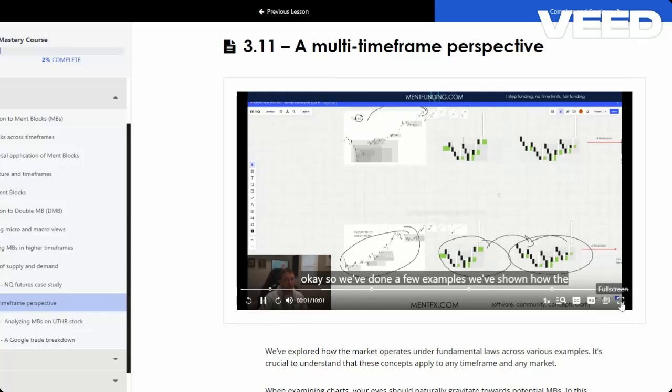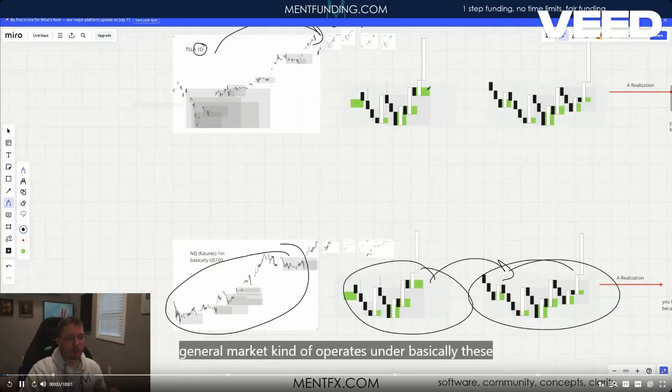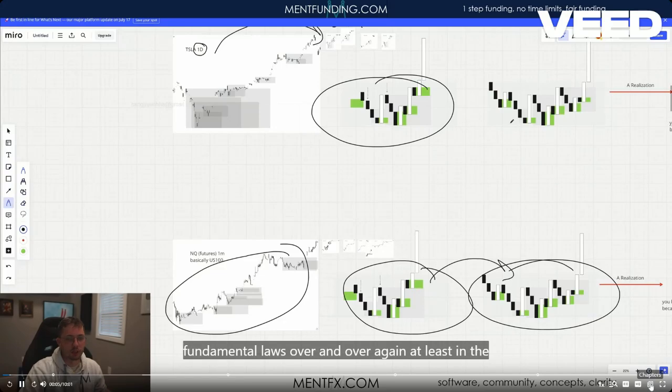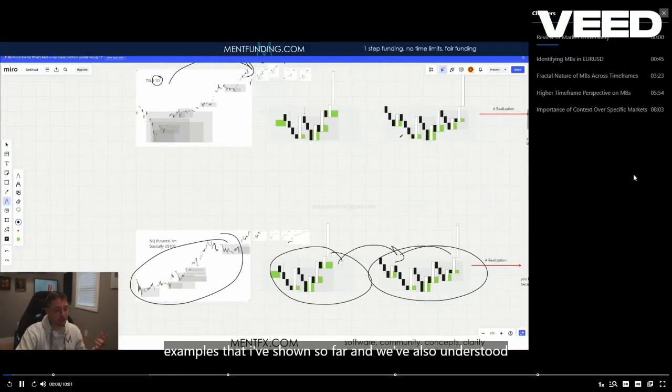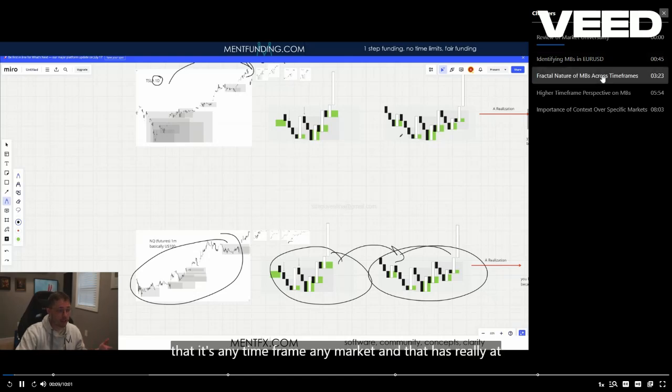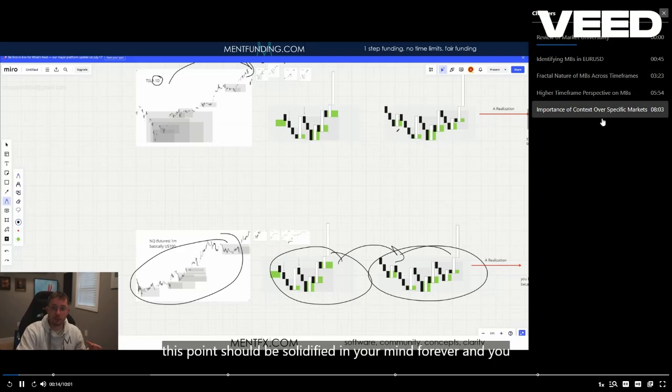So we've done a few examples. We've shown how the general market operates under basically these fundamental laws over and over again, at least in the examples that I've shown so far. And we've also understood that it's any time frame, any market, and that at this point should be solidified in your mind forever.